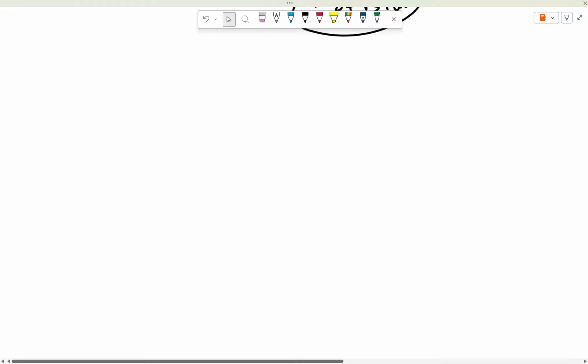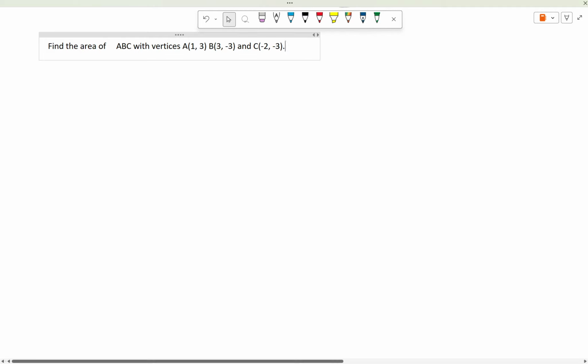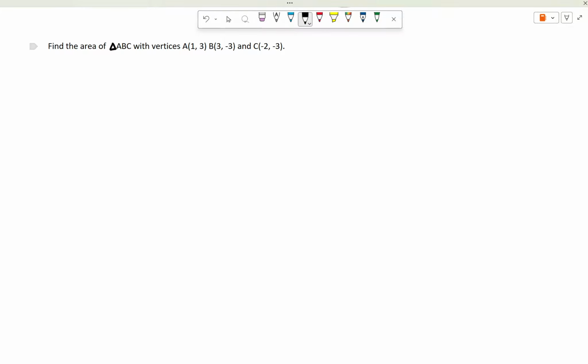Moving on, got 2 more examples for you guys. We're going to find the area of triangle ABC with vertices where A is 1, 3, B is 3, negative 3, and C is negative 2, negative 3. All right. So, area. I need a formula. Write this guy right here.